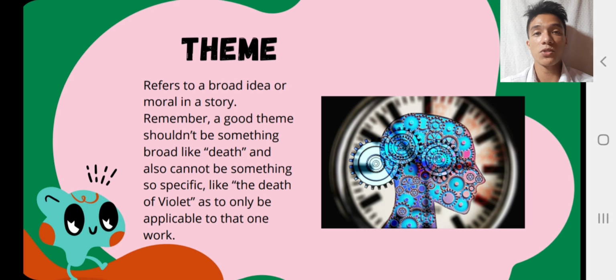Remember, a good theme shouldn't be something broad like death, and also cannot be something too specific like the death of Violet, as it would only be applicable to the one work.